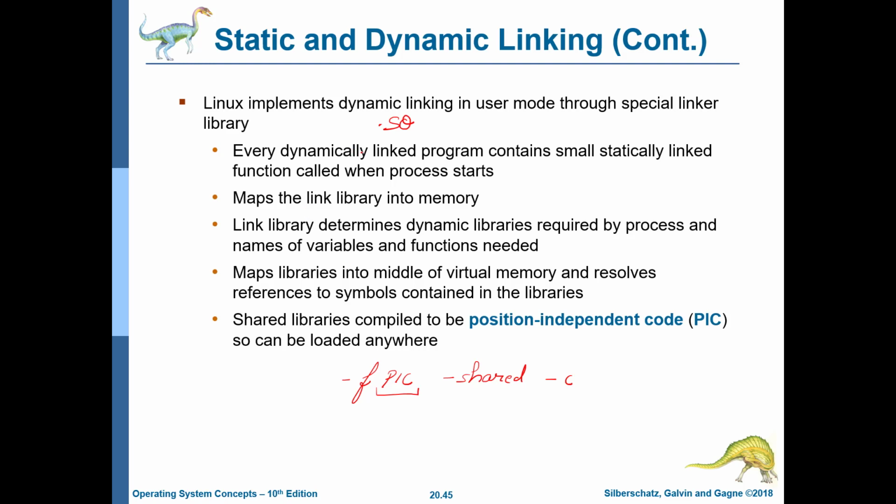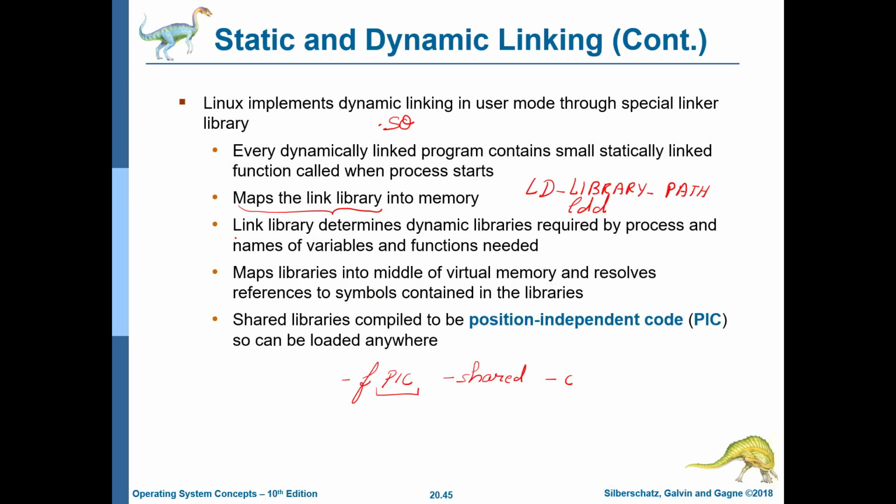So every dynamically linked program will contain a very small statically linked function when the process starts. This function's job is essentially to be a part of the code, and when it is invoked, map the linked library into memory. And of course, the linked libraries are searched dynamically whenever there is a need. So this is where the LD_LIBRARY_PATH environment variable comes in handy. It gives the location in which the system is going to search for libraries that a program or a shell is finding. The ldd command will tell you.